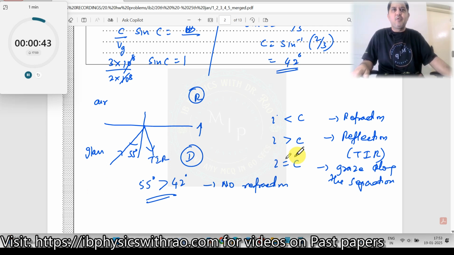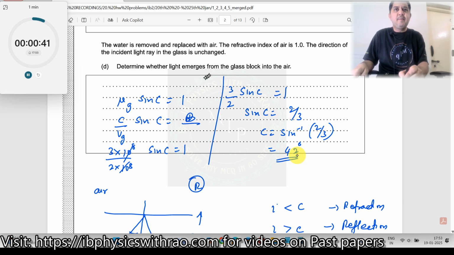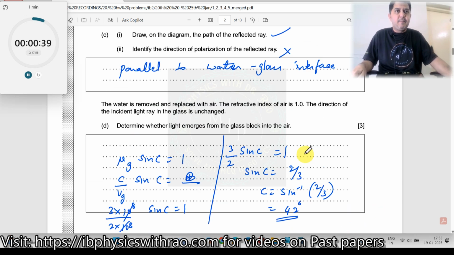Now what is it that I need to write? Determine whether the light emerges from the glass block into the air. How many marks is this? For 3 marks. So the first mark would be for doing all this calculation and showing that the critical angle is equal to 42 degrees. This will be at least until here. This will be for 1 mark.